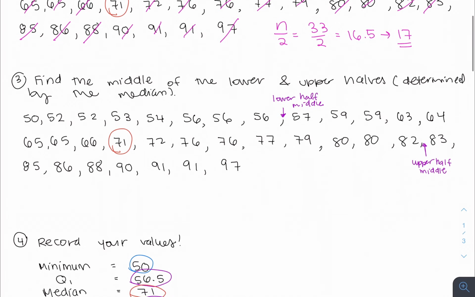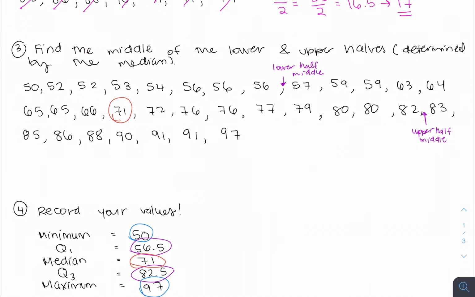After you do that, your third step is to find the middle of the lower and upper halves determined by the median. So the lower middle half you find just like the median. You can cross off top and bottom, or notice that you have 16 elements above 71, 16 data values below 71, and so the middle would be between the 8th and 9th values there. So we have the lower middle half and the upper middle half.